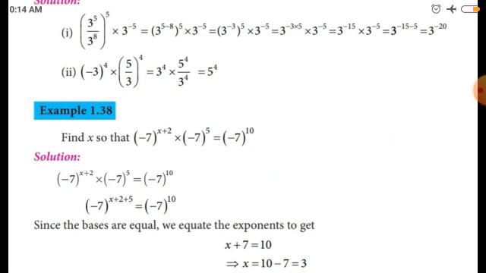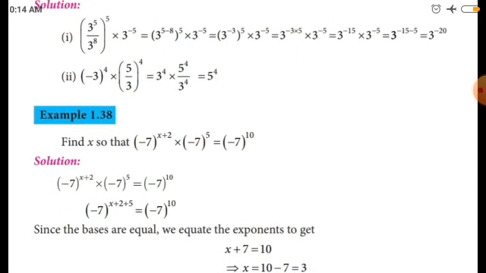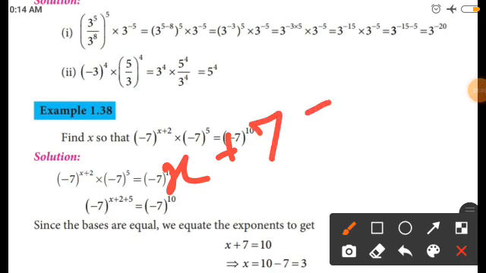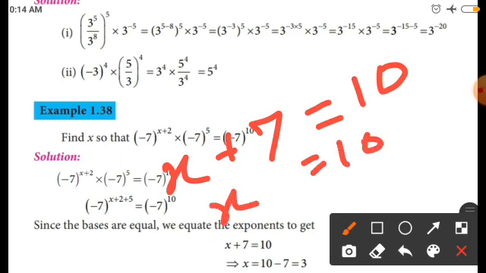Since both side bases are equal, we equate the exponents to get x plus 7 is equal to 10. So x is equal to 10 minus 7, bringing 7 to the right side as minus 7, which is 3. Therefore, x is equal to 3.